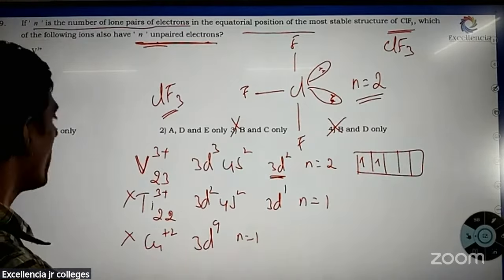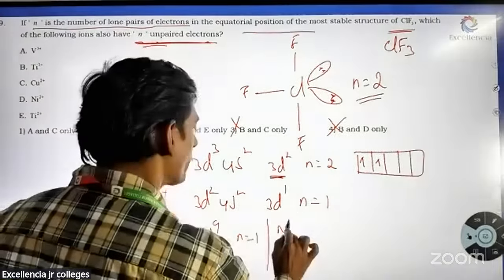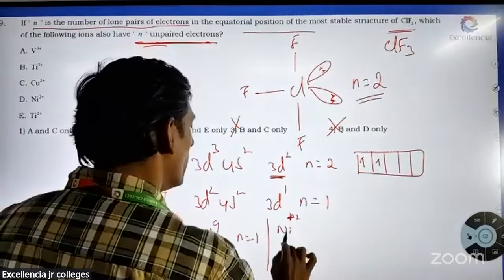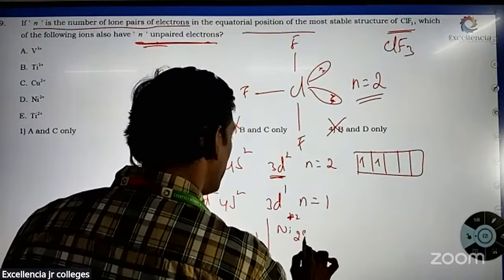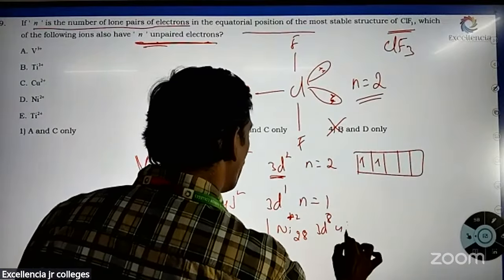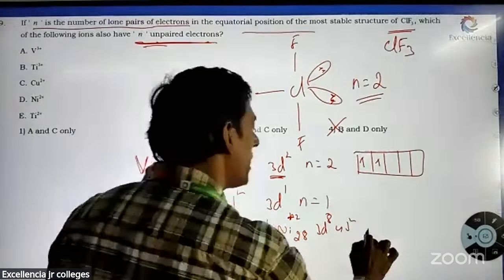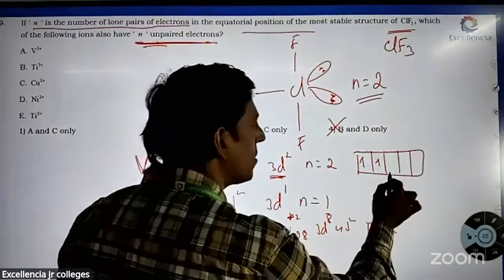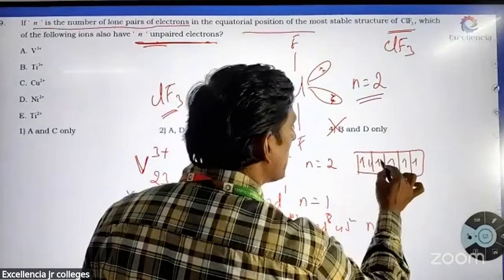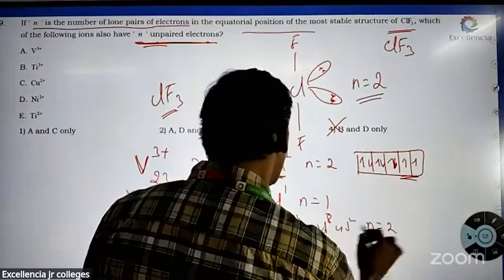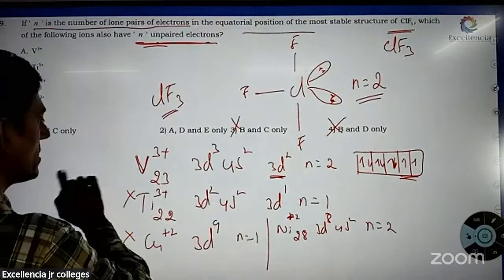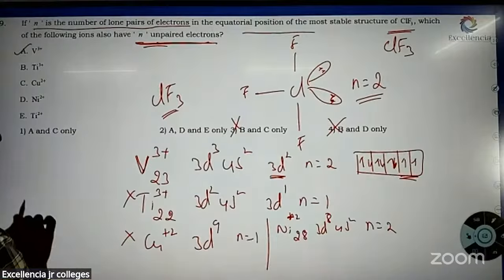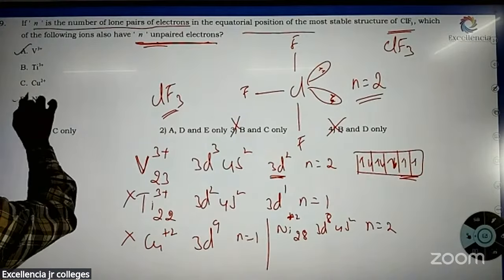1 unpaired electron. Then nickel plus 2. Nickel plus 2. Okay. So 28. So 3d8, 4s2. 3d8 is how many unpaired electrons? 2 unpaired electrons. Yes or no? 3, 4, 5, 6, 7, 8. So 2 unpaired electrons. So it should come in the answer. I'll mark here. Vanadium plus 3 we got. The other one we got is nickel plus 2.